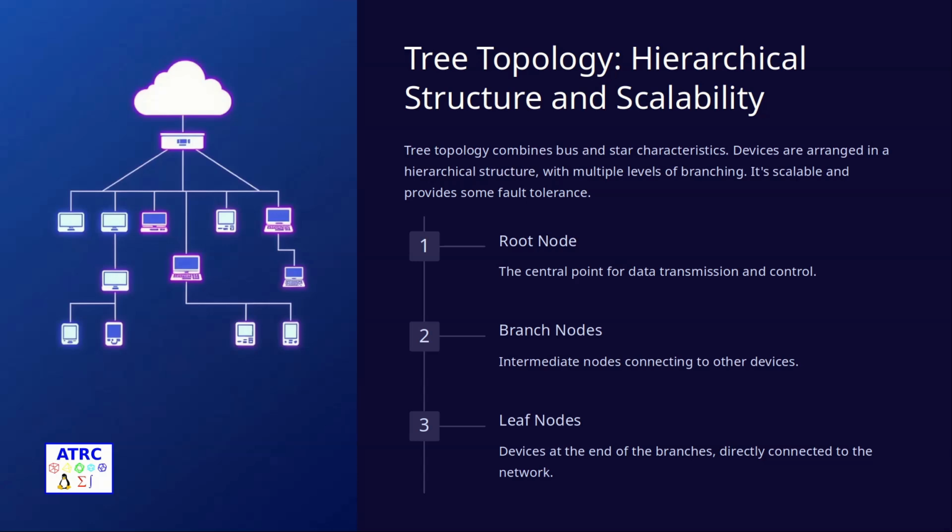The central point for data transmission and control is called the root node. The intermediate nodes connecting to other devices are called the branch nodes, and the devices at the end of the branches directly connected to the network are called the leaf nodes.